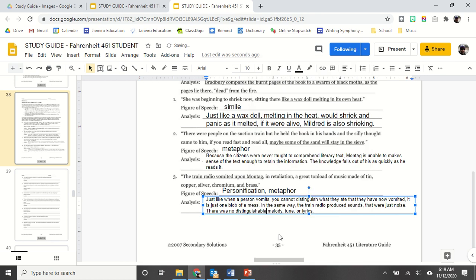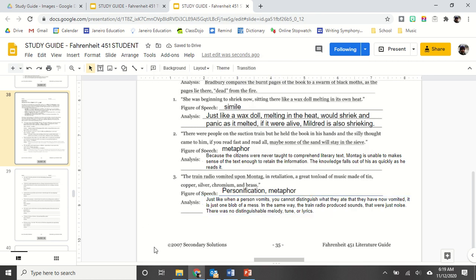And so there's an element of personification. We said personification because the train radio has been given the human quality of being able to vomit. That is a human or living creature process. But he's also comparing what the train radio was doing to what a human would do if they vomit. So it's kind of a mix of both personification and metaphor.